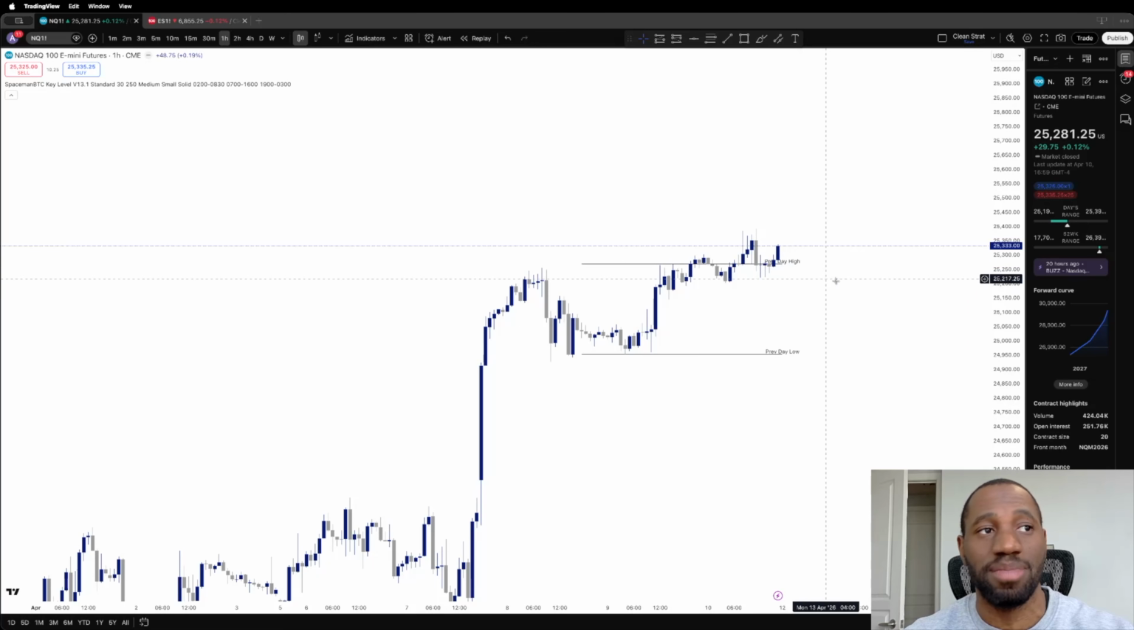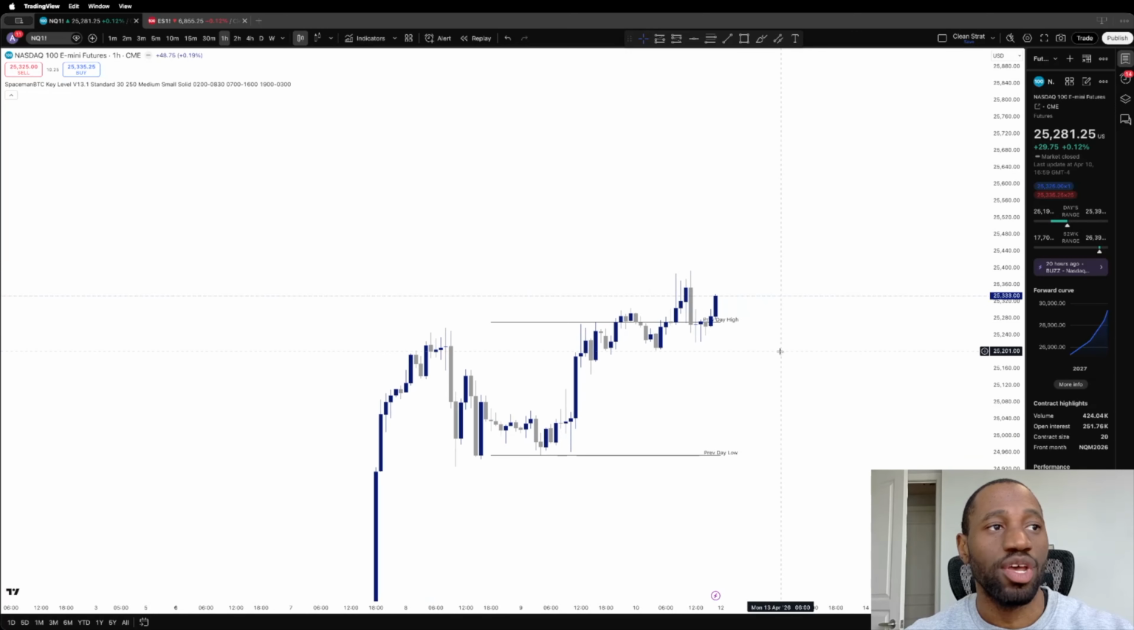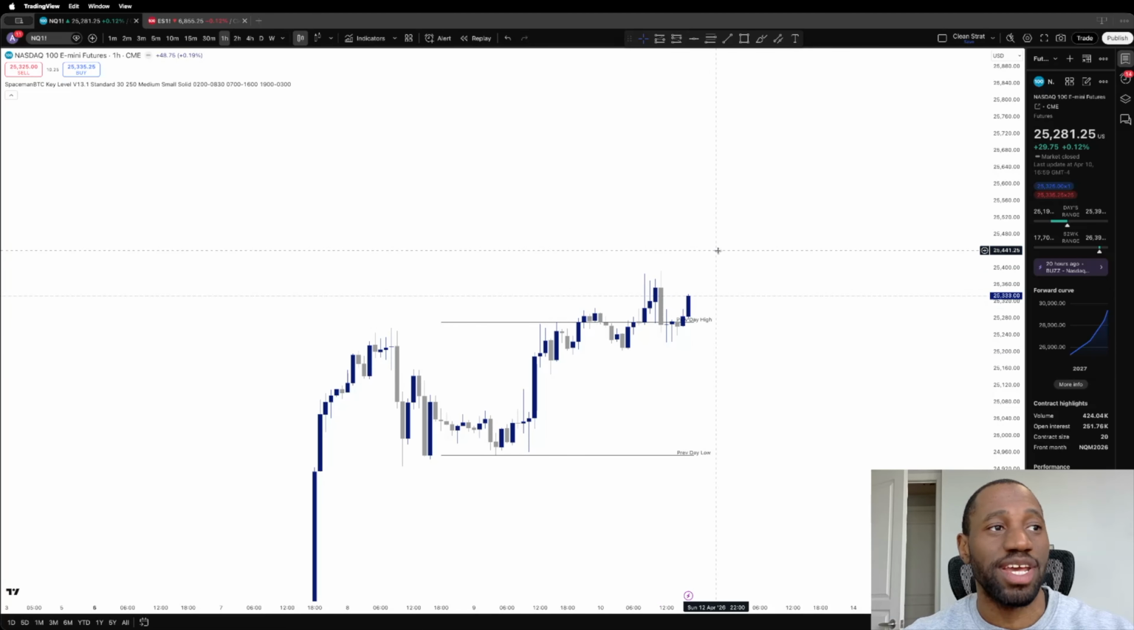So with that in mind, where do you find the opportunities to get into this market? The market is trading above the previous day high. Like I said previously, that is a sign of strength. So could we get a pullback? That is the big question. Can we get a pullback to the previous day high and then get the move for the continuation?